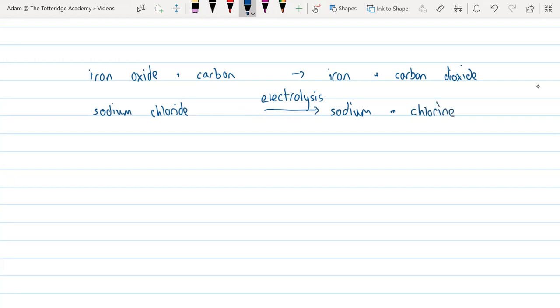Now I hear you asking, what is this electrolysis? I'm sure I've heard of it before, but I don't know what it is. What we are going to be doing in this lesson and in the subsequent 1, 2, 3 lessons is figuring out what this process of electrolysis is and how it works.